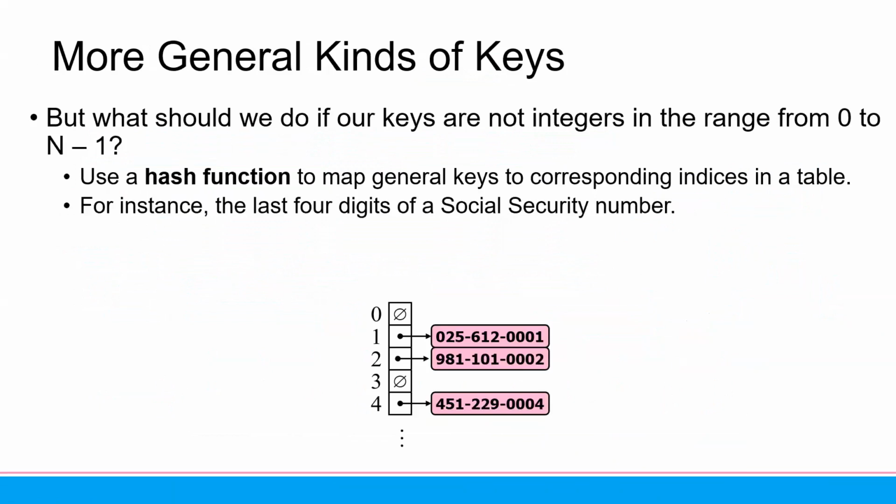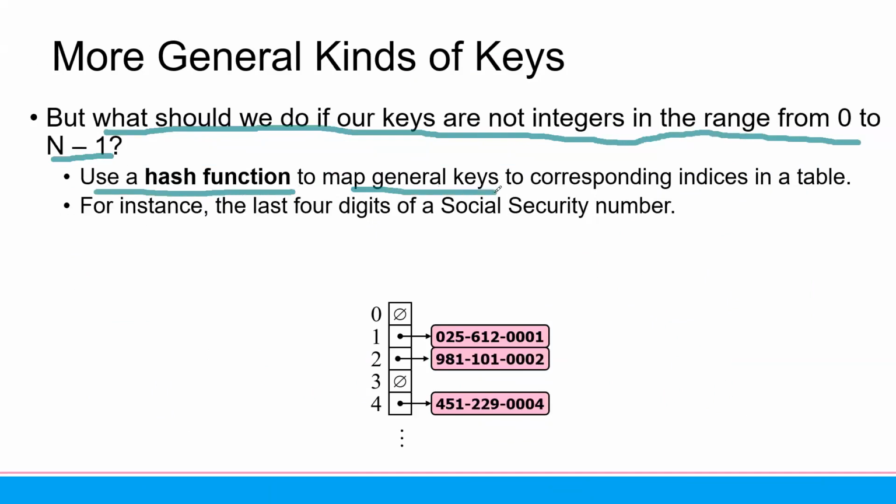In the more general kinds of keys, what should we do if our keys are not integers in the range of 0 until n minus 1? There is one kind of function. We call it a hash function. If you have any keys, the general keys, so any key, you can find the corresponding index. You can check the corresponding indices in a table.